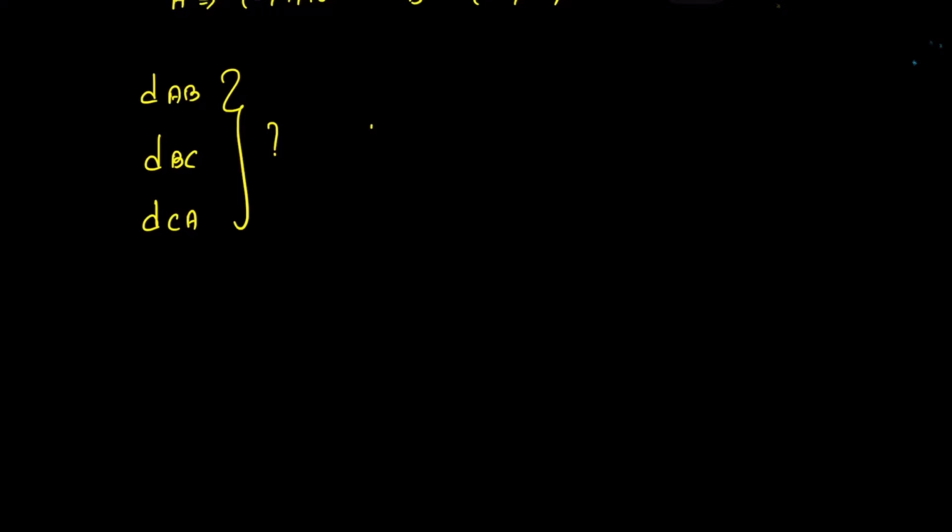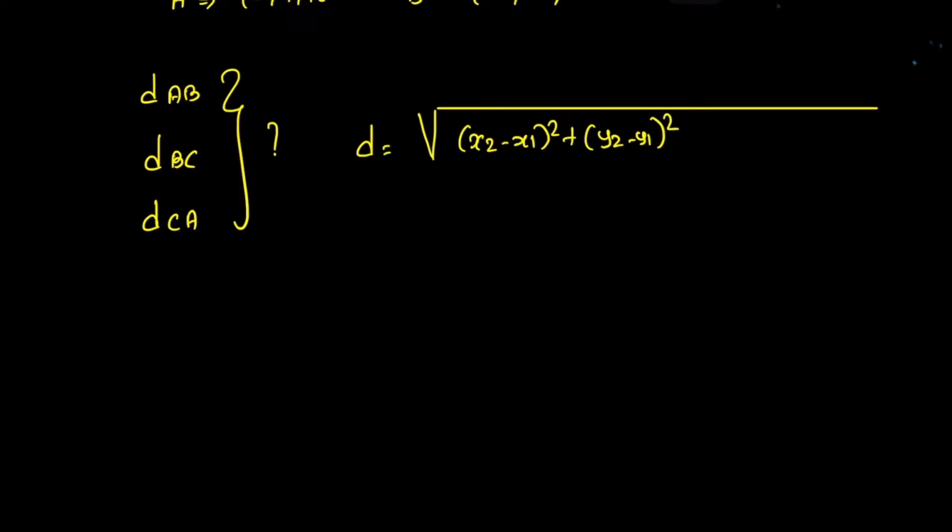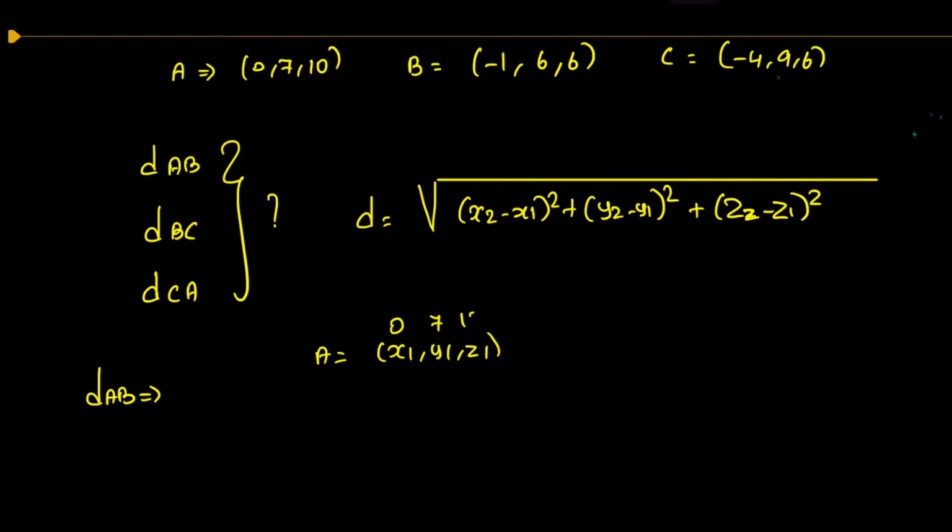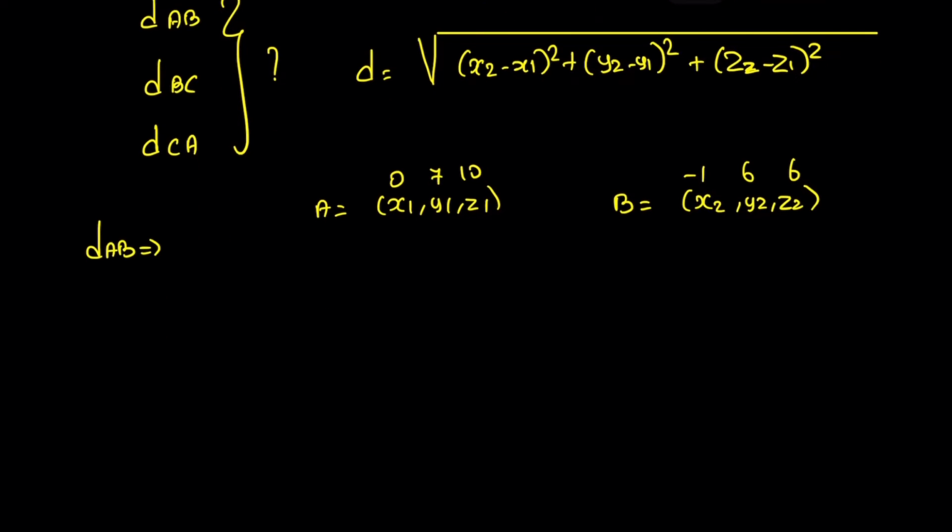What is the distance formula? D is equal to the square root of (x2 minus x1) whole square plus (y2 minus y1) whole square plus (z2 minus z1) whole square. First part, DAB. For this one, A value is x1, y1 and z1, so the values are 0, 7 and 10. Then B position is x2, y2, z2, the values -1, 6 and also 6. Now we are replacing.